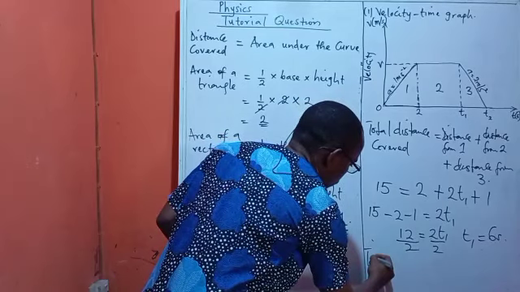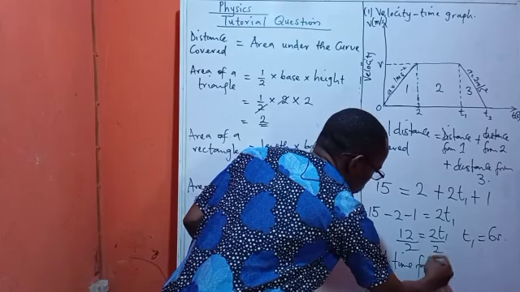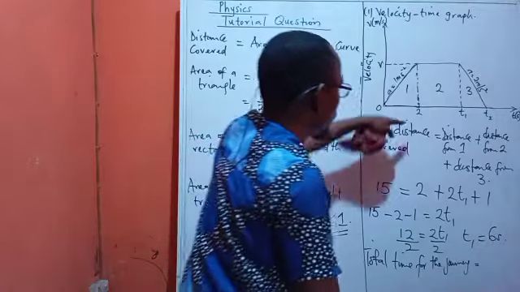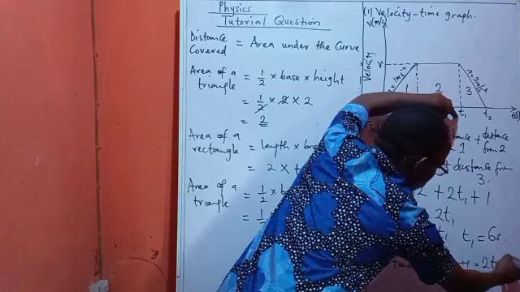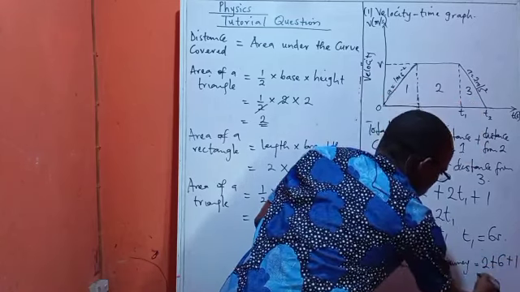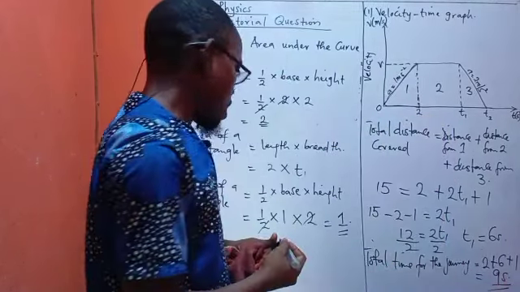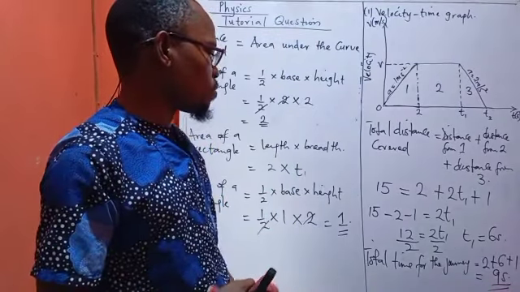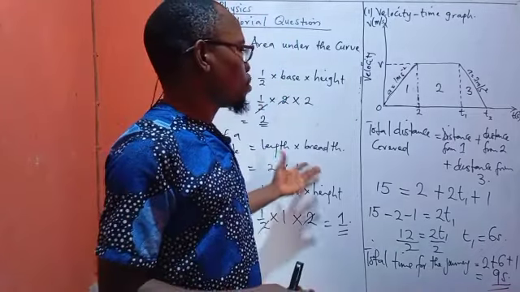So the total time for the journey equals the first time, which is 2, plus t1, which is 6, plus t2, which is 1. So the total time is 9 seconds. So this is the answer to the second question, which we were asked to calculate, the total time of journey for the body. So that's where you have it.